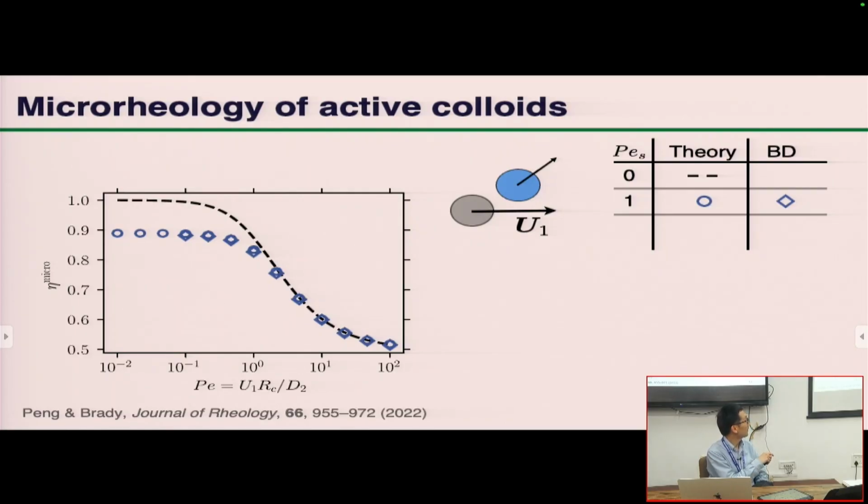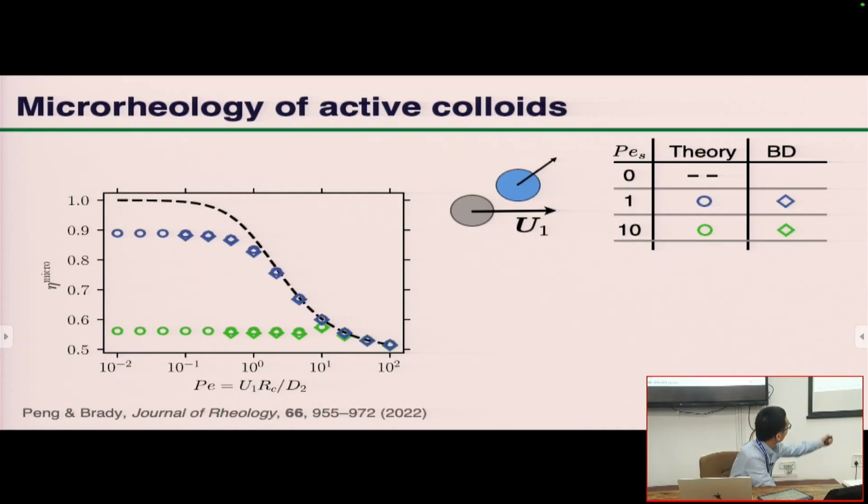In this case, as I'm swimming, my viscosity again decreases. And if I further increase my swim speed, my viscosity is lowered further in this regime. Again, in the high Peclet regime, I can't see a difference. What is increasing in this region?